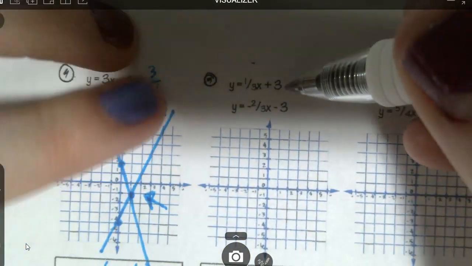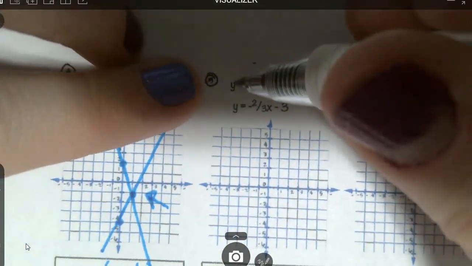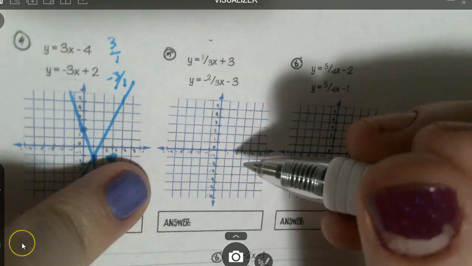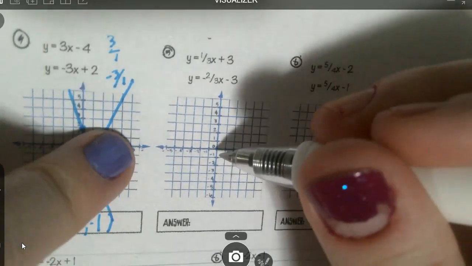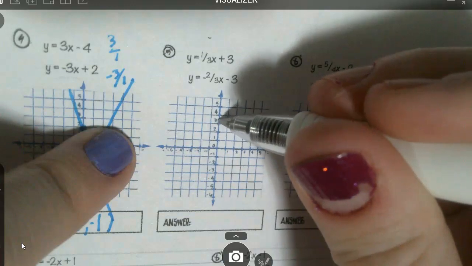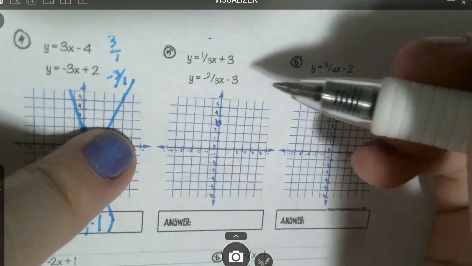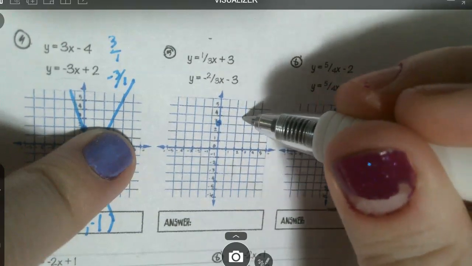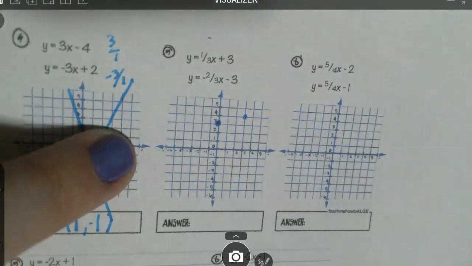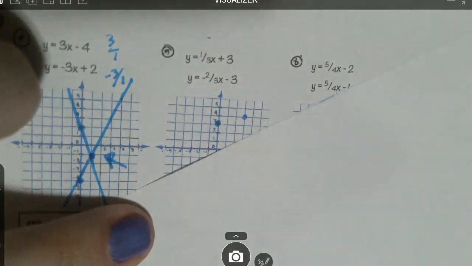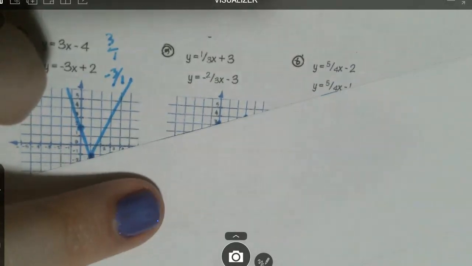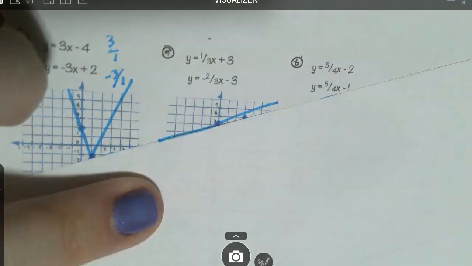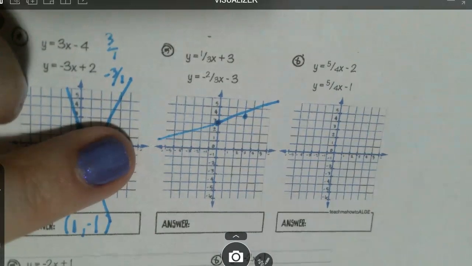Okay, for this one, we're going to graph the first equation, y equals 1/3 x plus 3. So my y-intercept is at +3. 1, 2, 3. There it is. And I'm going to use the slope +1/3, so up 1 over 3. And now I'm ready to draw my first very straight line using my straight edge. Okay. Now we're ready for the next one.